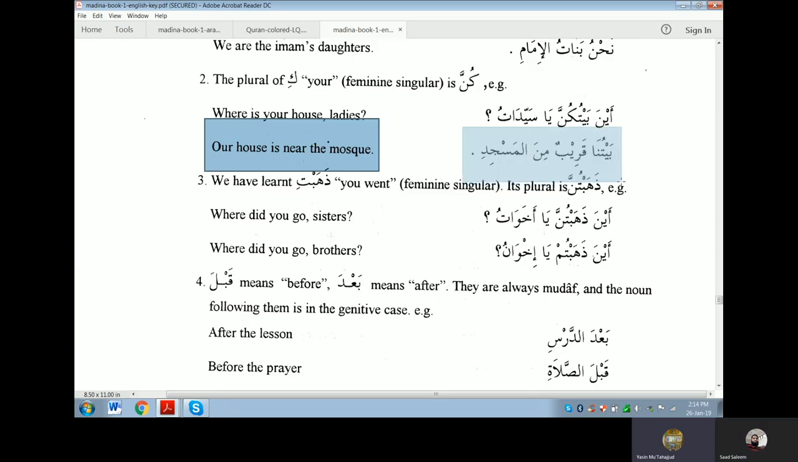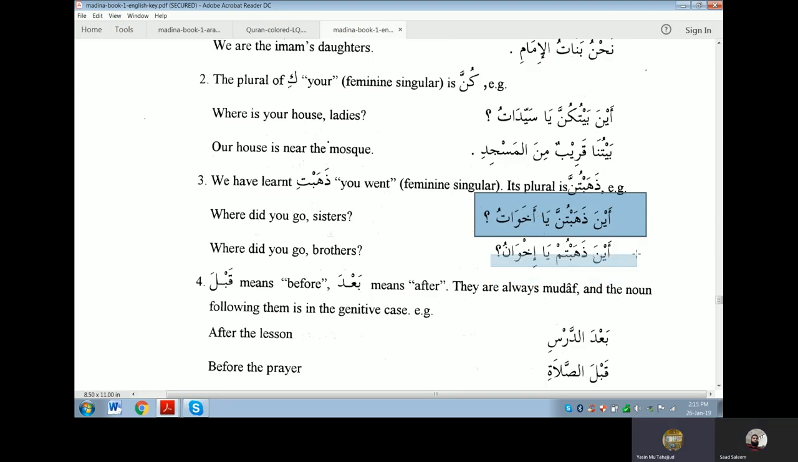And we have learned zahabti, you went, its plural is zahabtunna. Aina zahabtunna ya akhawatu. Where did you go, sisters? And aina zahabtum ya ikhwanu. That's, where did you go, brothers?